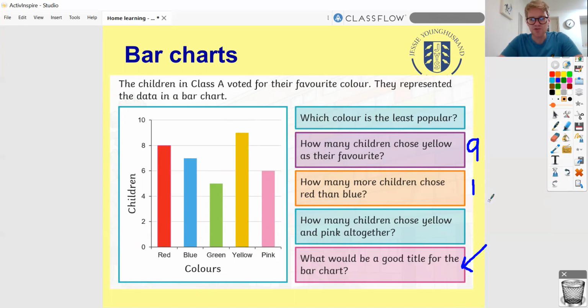And finally, how many children chose yellow and pink all together? Well, let's look at yellow. That's 9. How many children chose pink? 6. So we're going to add those together. 9 plus 6 is 15.